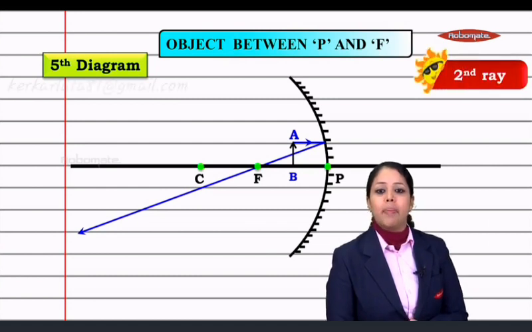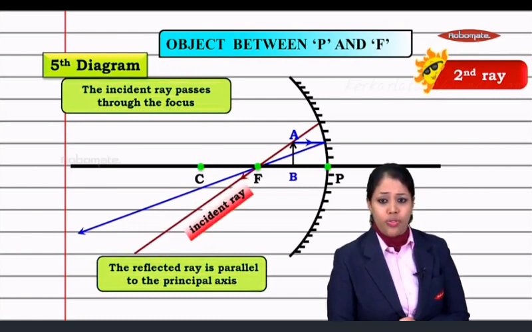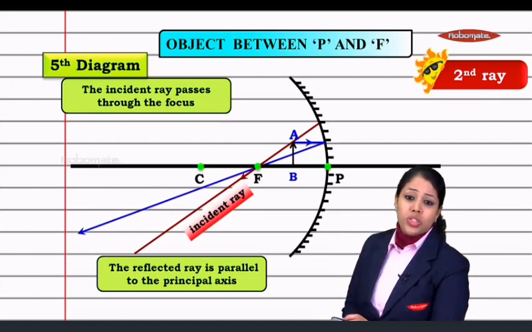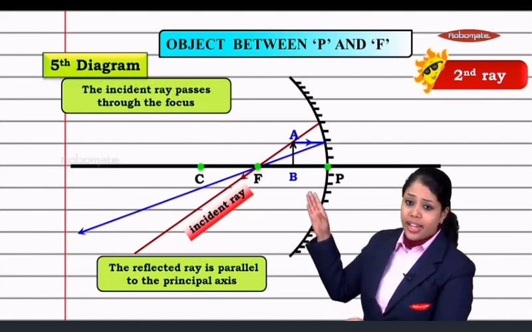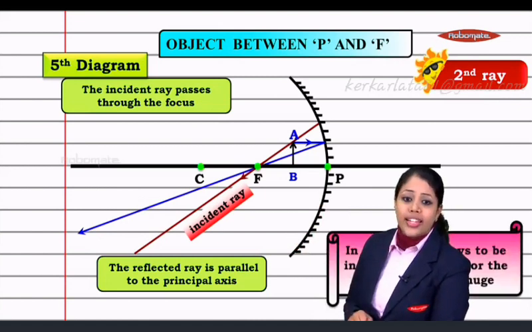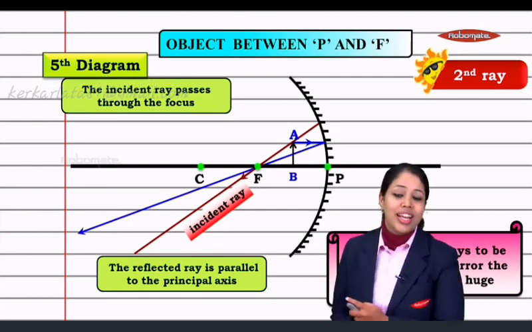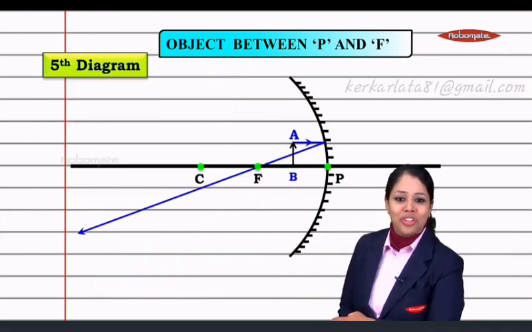Students, after this, let's go for the next rule. If the incident ray passes through the focus. Now students, if I make this incident ray pass through the focus, then the reflected ray will be parallel to the principal axis. But students, if you see the incident ray, it is going somewhere outside the mirror, right? It is going ahead. So I say that in order for the rays to be incident on the mirror, it should be very, very huge, right? This is not possible. So you can make use of the other rules. That is, we'll go for the second rule, incident ray passing through center of curvature.